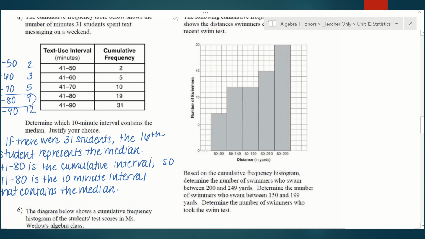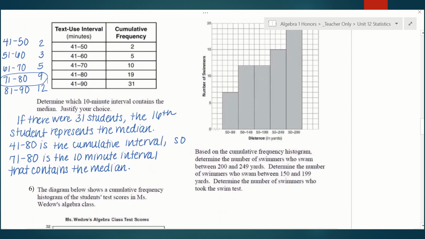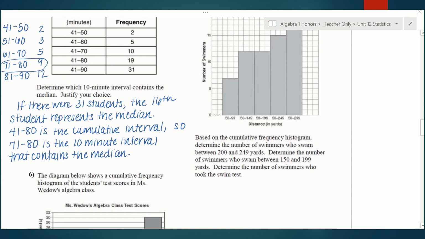Okay, so we have a lot of things going on here. The first thing I would recommend is let's go ahead and make a frequency table with a regular interval, not a cumulative interval. So I'm actually going to just quickly write down that table, because that will help us answer the first two questions.